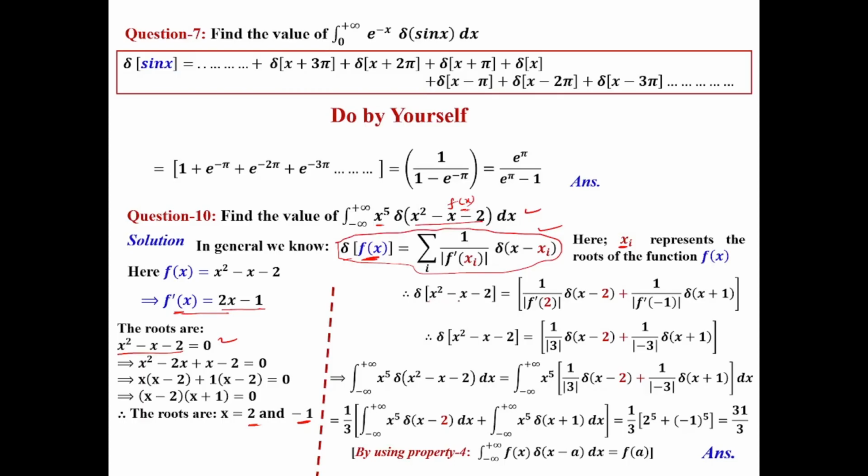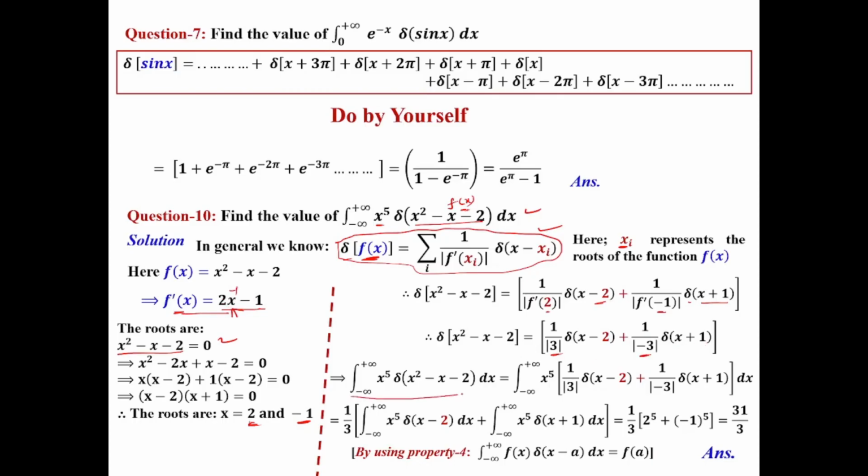So delta of x square minus x minus 2 can be written as 1 by mod f dash 2 for the first root, delta x minus 2. For the second root, it will be 1 by mod f dash minus 1, delta x minus of minus 1, or x plus 1, right. Here f dash value is your 2x minus 1. So if I put x equal to 2 over here, it will be 4 minus 1, which is 3. So 1 by 3 mod delta x minus 2, plus 1 by, here the root is minus 1. If I put minus 1 over here, it is 2 into minus 1 minus 1, minus 3, mod delta x plus 1.